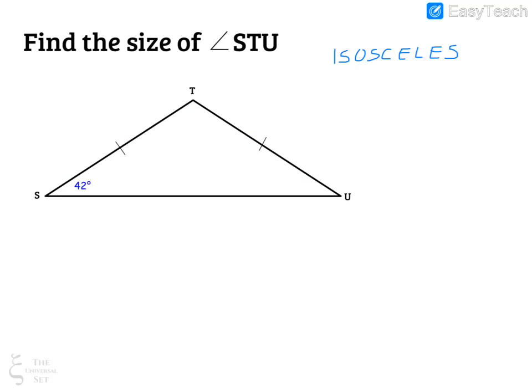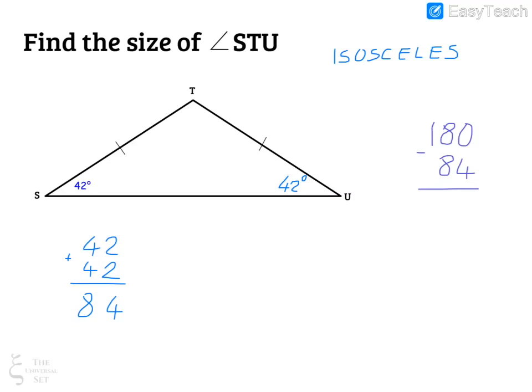So let's mark in what we know. We know this is 42 degrees, and because it's isosceles, this has to be 42 degrees as well. So we'll mark that in, 42 degrees. All three, 1, 2, 3, should add up to 180. So let's look at what we've got so far. Well, we've got 42 plus 42. No carrying to be done here. That's 84 degrees. We just need to take that 84 degrees away from our 180.